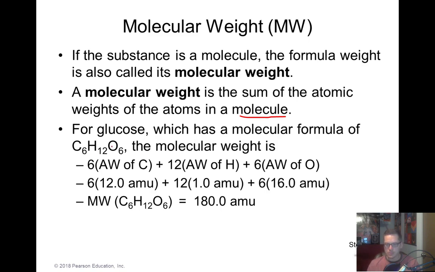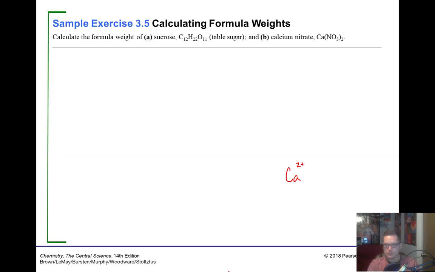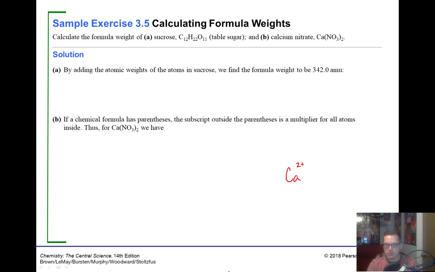All right, so glucose is a molecular compound because it's made up of all nonmetals. So to find the molecular weight of glucose, we take 6 times the atomic weight of carbon plus 12 times the atomic weight of hydrogen plus 6 times the atomic weight of oxygen. Add them all up and you get the molecular weight of glucose. Okay, so let's do a practice problem here.